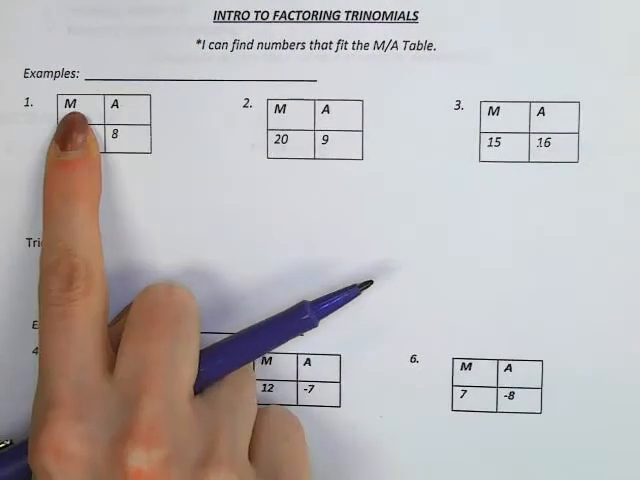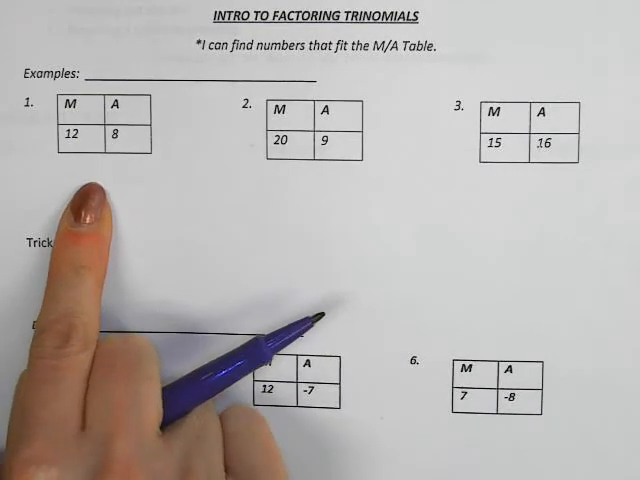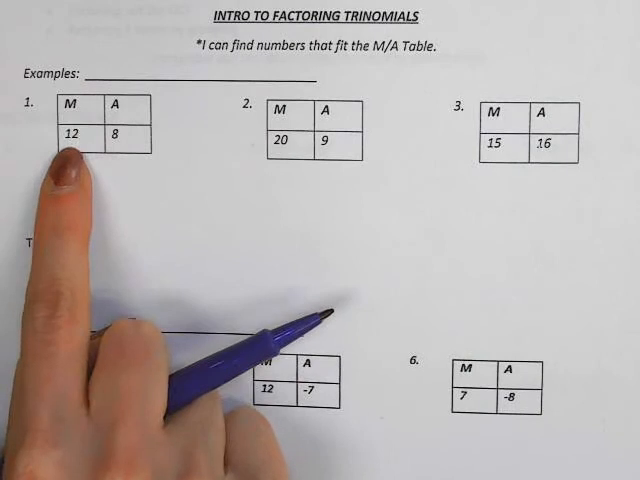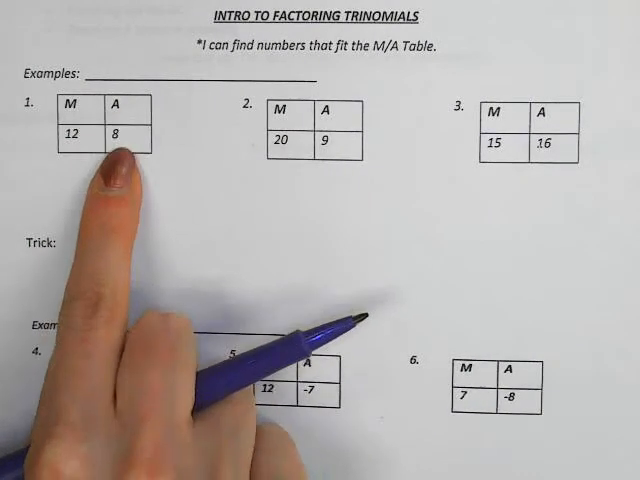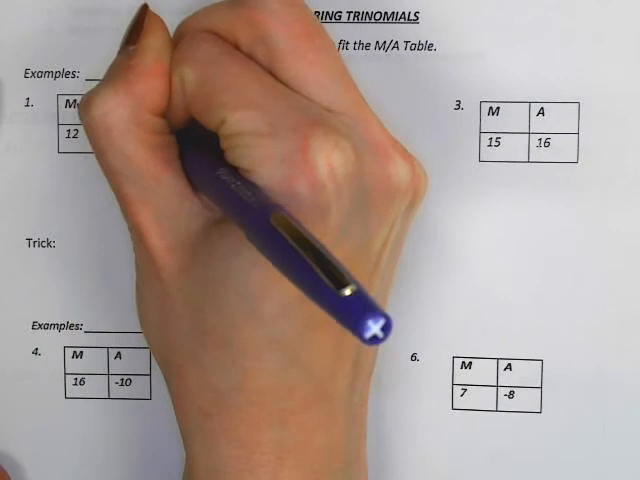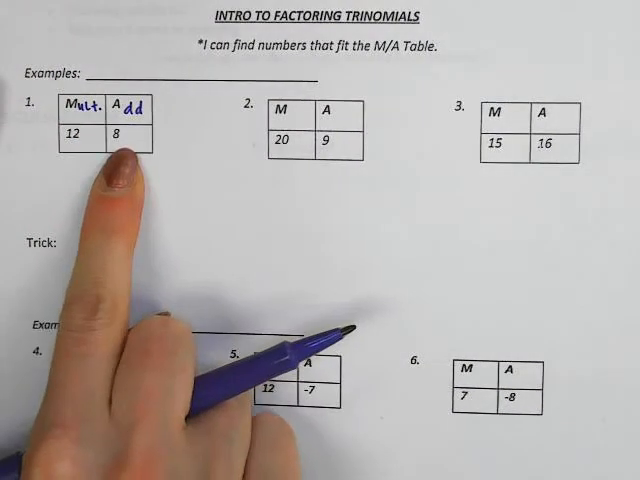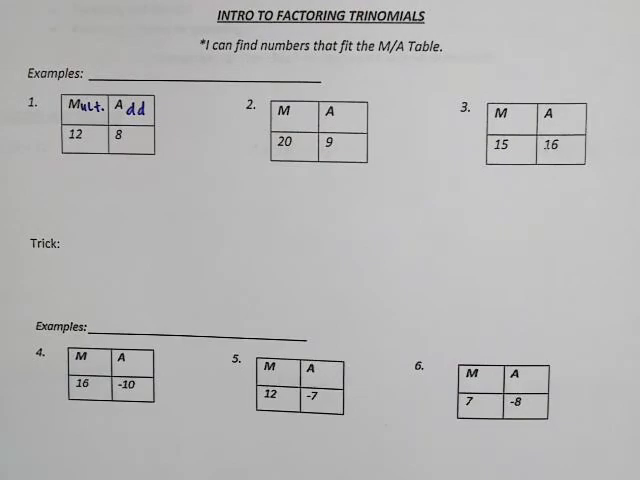Here's what this means. All you're doing is trying to find two numbers that multiply to 12 but add to 8. The M stands for multiply and the A stands for add. So what are two numbers that multiply to 12 and add to 8? Give that a try. If you can do it on your own, great. If you need some help, here are the steps you take.